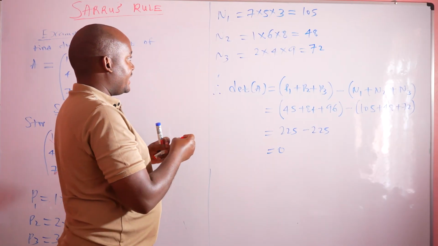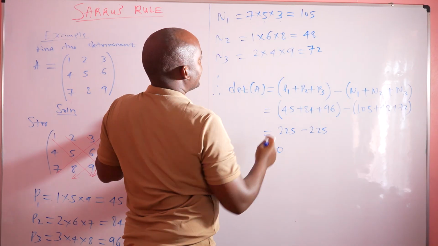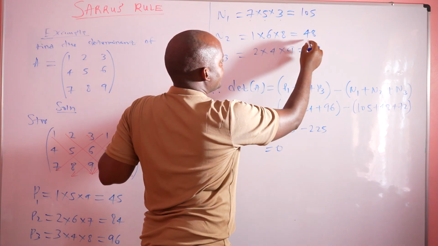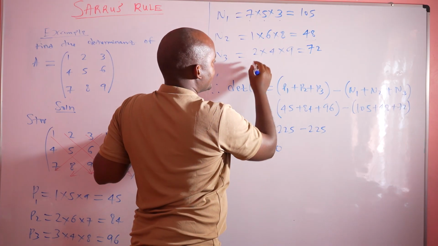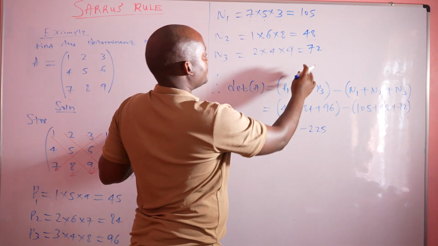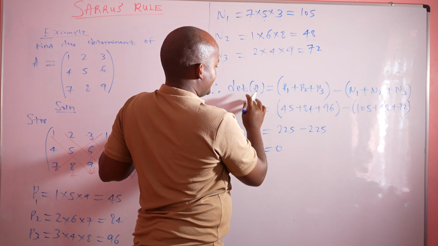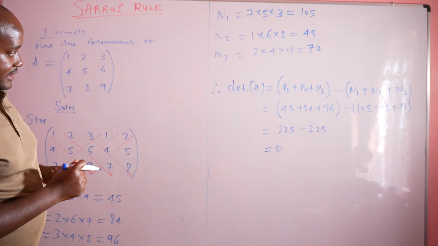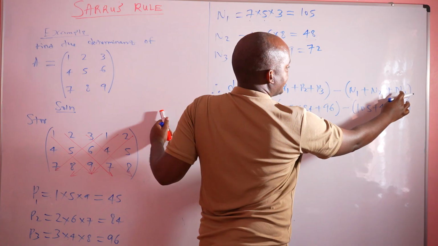So the value of N1, in this case you need to multiply 7 times 5 times 3, which gives us 105. The value of N2, it is 1 times 6 times 8, which gives us 48. And lastly, the value of N3 is equal to 2 times 4 times 9, which equals 72. So therefore, the determinant, according to Sarrus rule, will be equal to the sum of these products P1, P2 and P3 minus the sum of the products N1, N2 and N3.